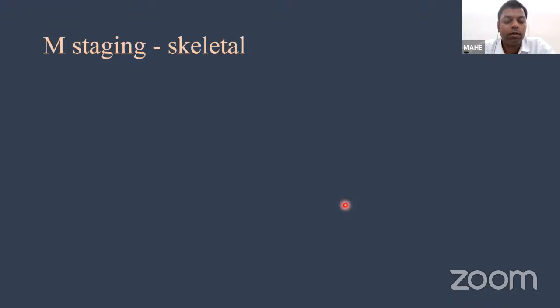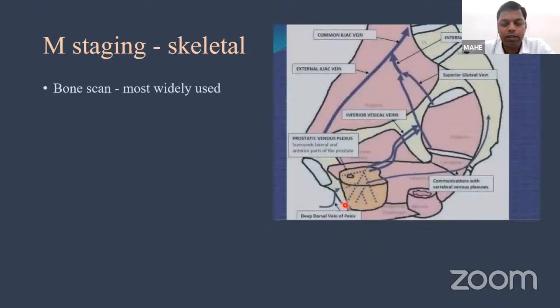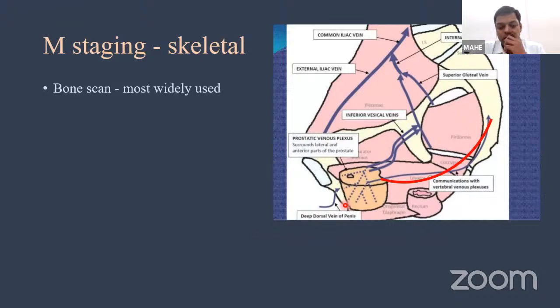Coming to metastasis, bone scan is the most widely used. I will just touch upon that. Why is bone scan used? Because from the prostate, usually the venous plexus goes to the vertebral plexus. And that is why most of the prostate cancer cases present with bone metastasis or spinal metastasis.